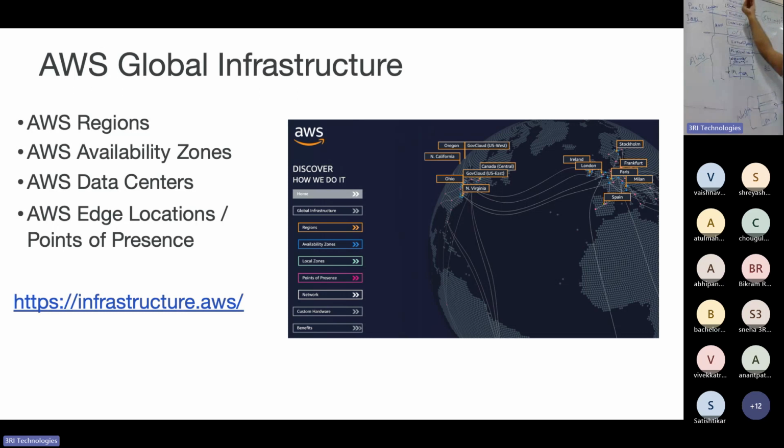Don't worry, we'll learn about the Lambda in detail. Okay? So this is PaaS.